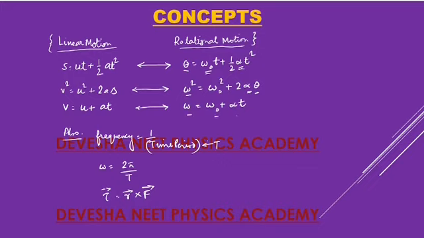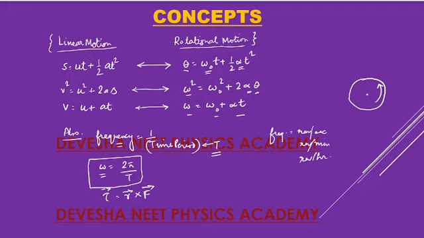The time period is denoted by T, and this denotes how much time it is taking to complete one full rotation. For example, if a body is rotating in a circular motion like this, how much time is it taking to do one complete rotation? That is the time period, and time period is equal to 1 by f. The relation between angular speed and time period is omega is equal to 2 pi by T.